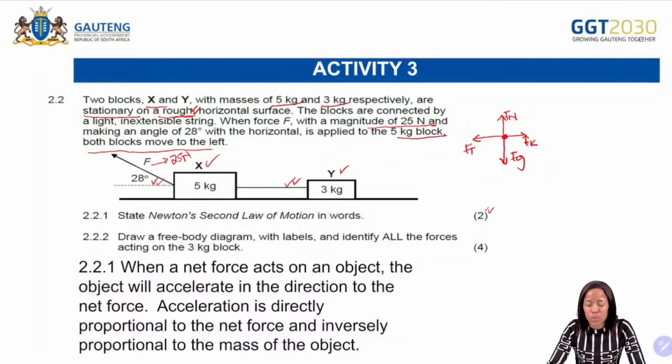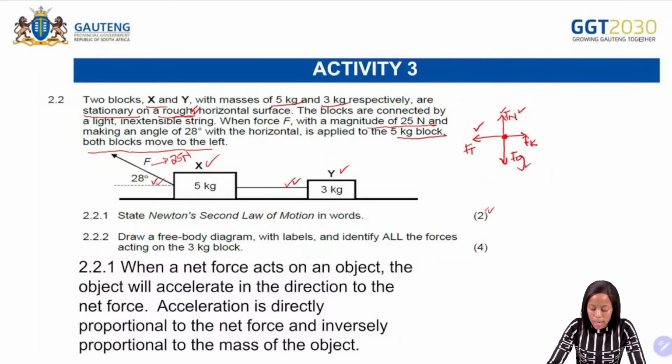And then you need to make sure that all the forces have arrows, okay? Then next, you need to also make sure that you have labels. So you cannot just draw the arrows and not label the forces, okay? Then again, we need to take note of what?